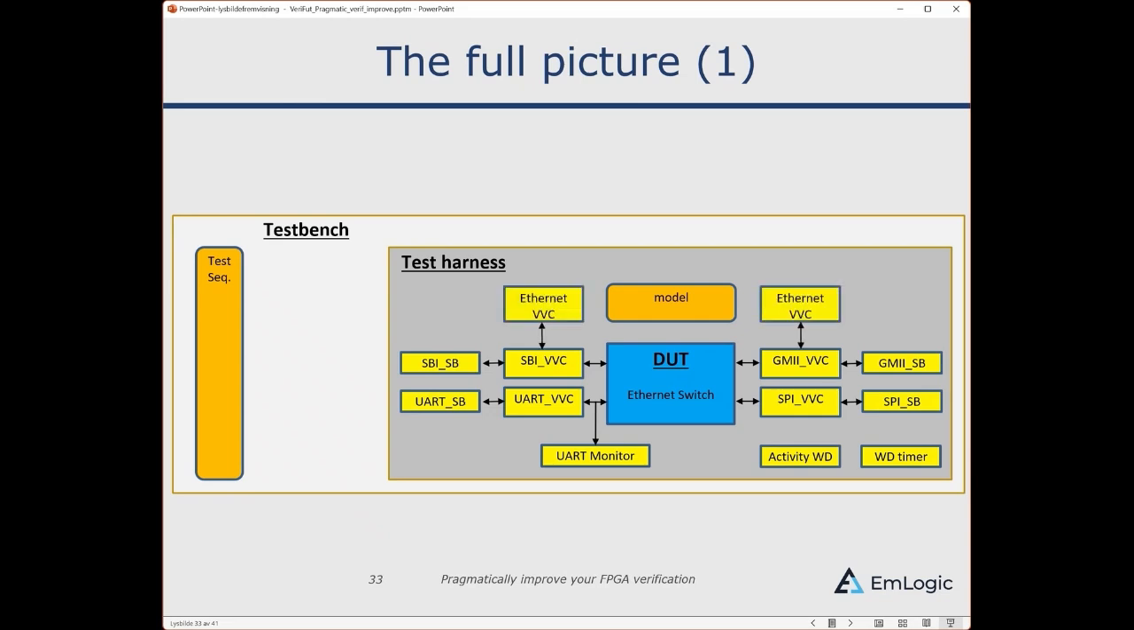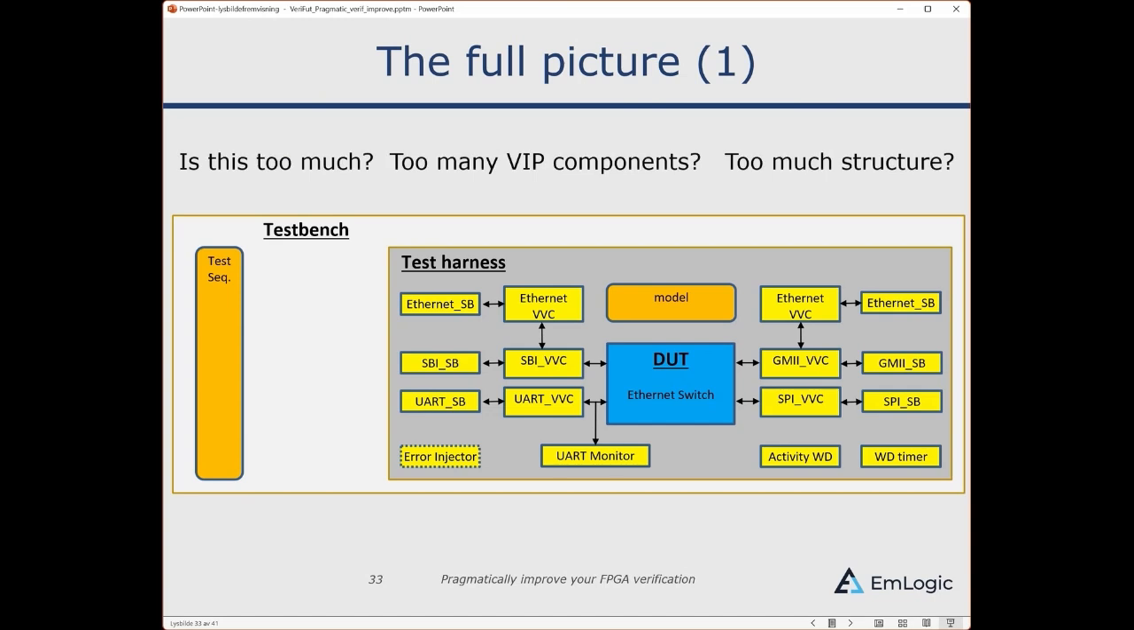We could even maybe have an Ethernet verification component here, using hierarchical verification components, one going via the SPI verification component, the other in this case going via GMII. And the Ethernet component could also have its own Ethernet scoreboard. And that scoreboard would work on the Ethernet packets, not on the word level. And it could also, of course, have an error injector. So again, we have the question: is this too much? Do we have too many verification IPs here? Is it too much structure?